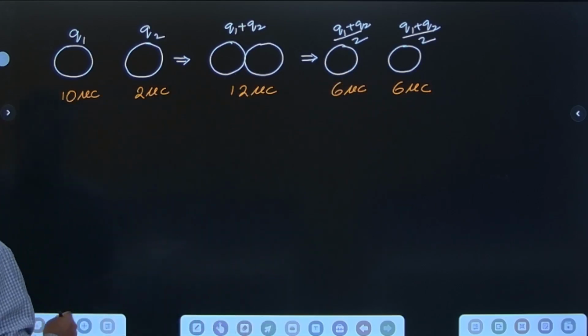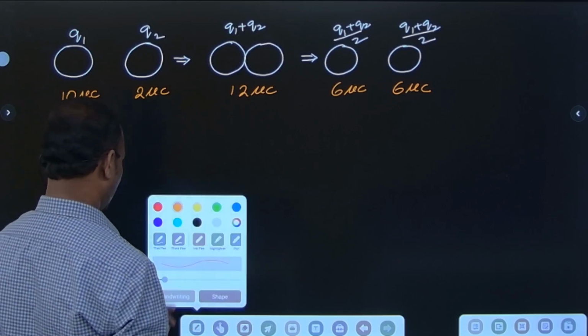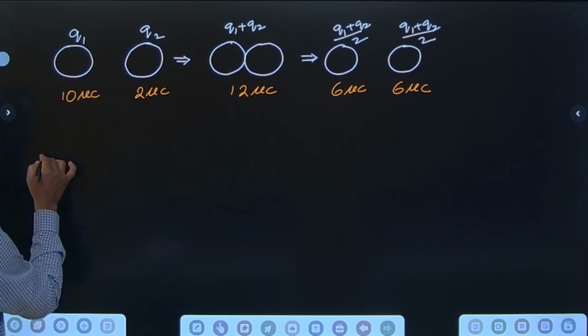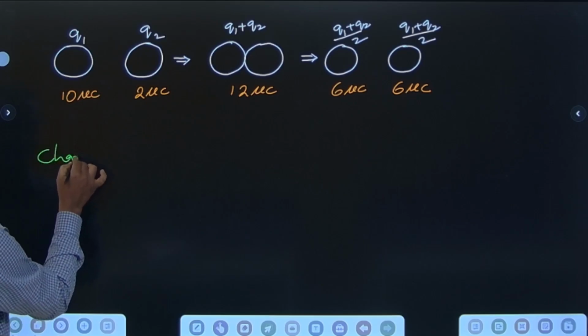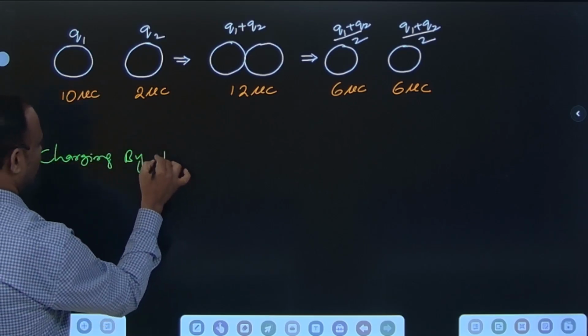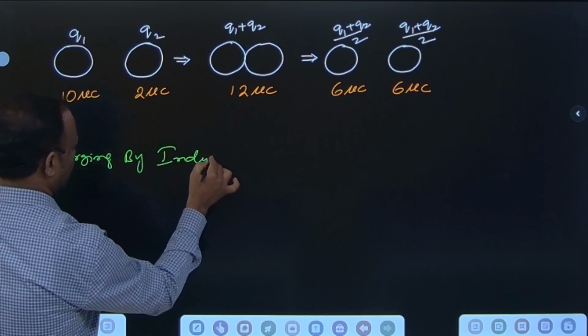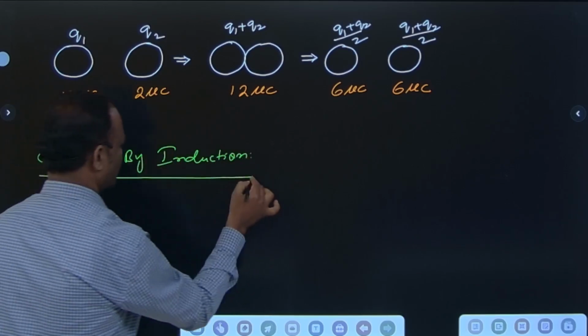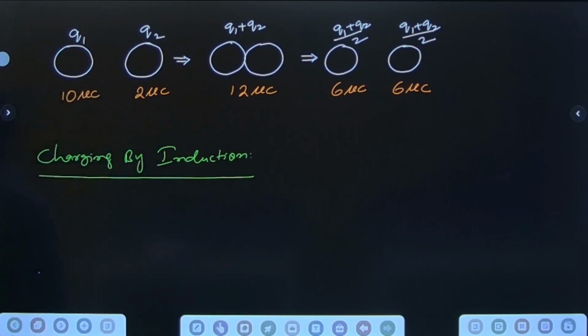So next one, and another case I'm talking on this. So what is this? Electrification. That's what? Charging by what? Induction. Okay. Charging by induction. Now be very careful on this induction process. So what is the induction process?